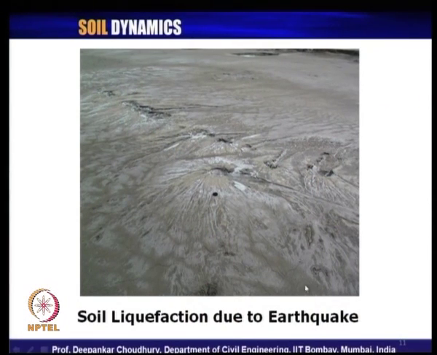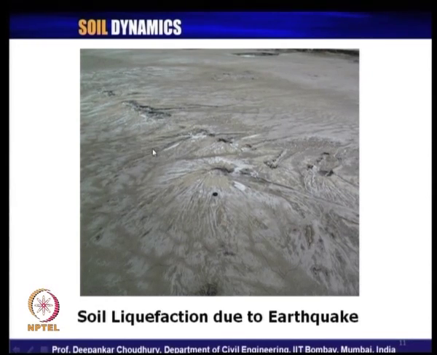This picture shows that some portion of the soil is flowing as if it is not soil, but a liquid or fluid material. This phenomenon, when the soil behaves like a fluid, is commonly called soil liquefaction. It can occur due to various reasons. One of the reasons is earthquake, and for any other dynamic or cyclic loading also, soil liquefaction can take place.